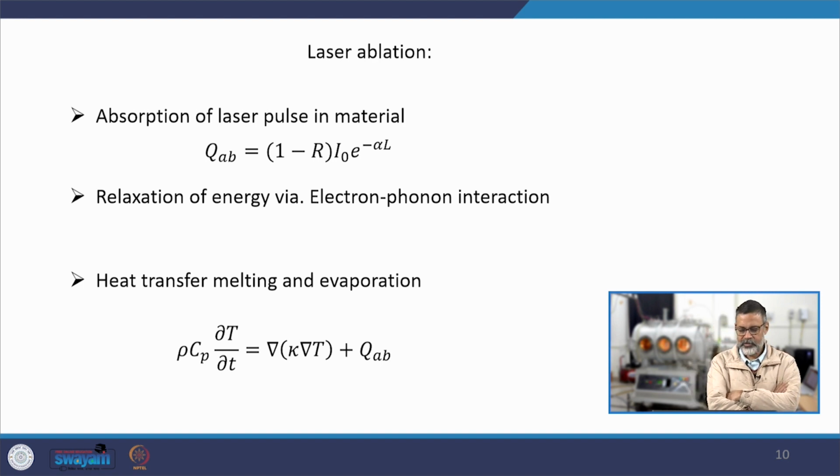Generally the target material is of the order of 5-6 millimeters in thickness. If the laser light propagates through this material, it will decay and follow the law called Beer-Lambert's law, which is I naught e to the power minus alpha L. Here you can see alpha is the absorption coefficient.